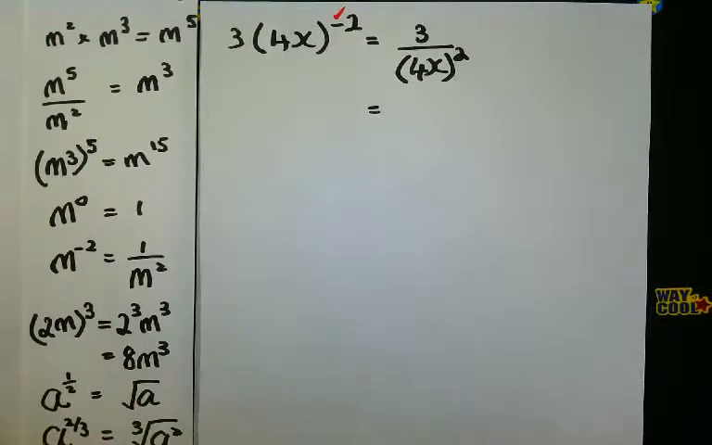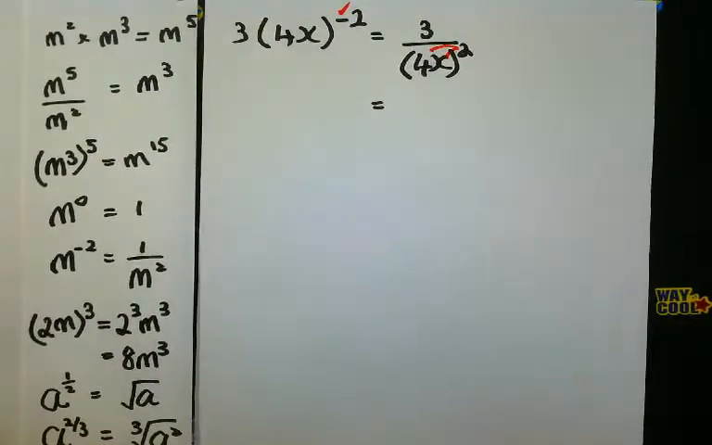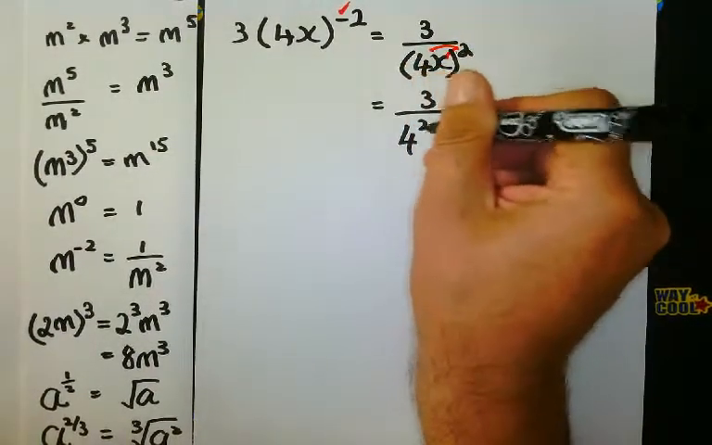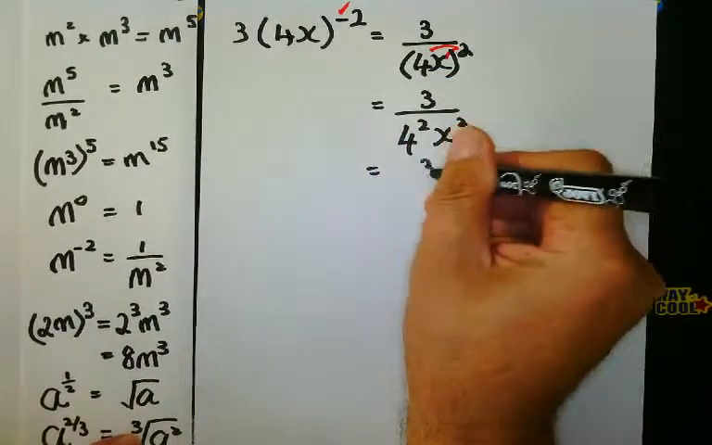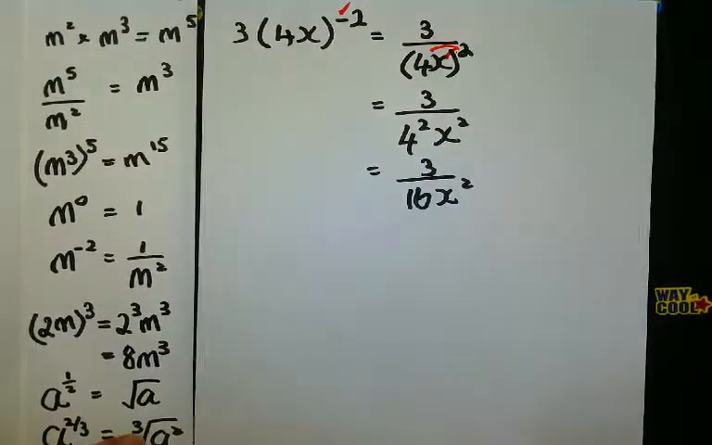So remember, this is a power on a coefficient and a power on a variable. So that power gets distributed to each of those. Okay, so that'll be 3, and that'll be 4 squared x squared. Okay, so let's tidy that up. That'll be 3, 4 squared is 16, and x squared is simply x squared.